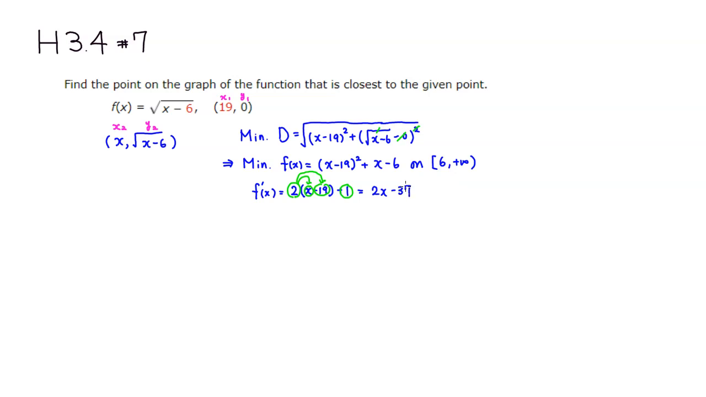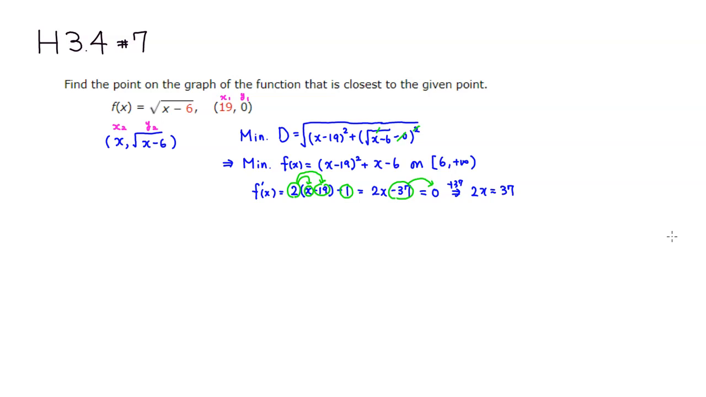All right, so we set that equal to 0. By solving that, we can find a critical number. First, I'm going to move 37 over to the other side, so it becomes positive 37. You add 37 to both sides. Then you have 2x is equal to 37.